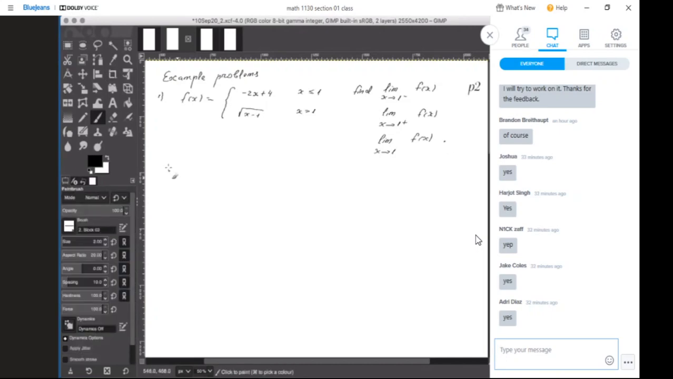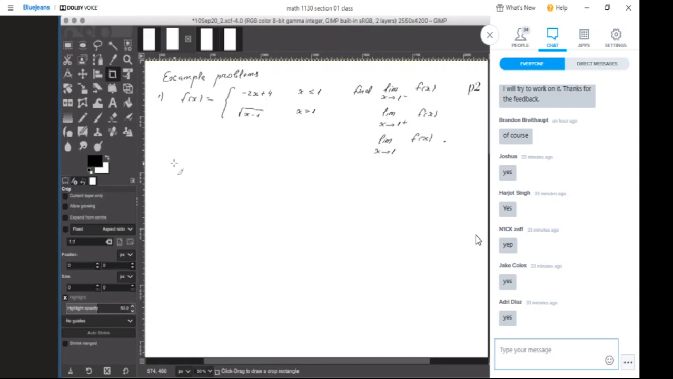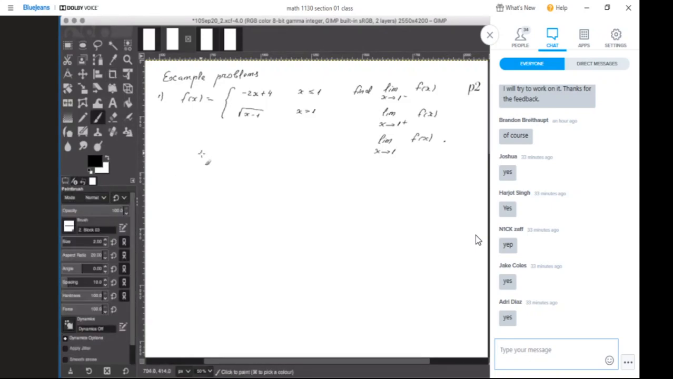So let's get to it. Basically, we have 3 separate limits, so let's get them in one by one.